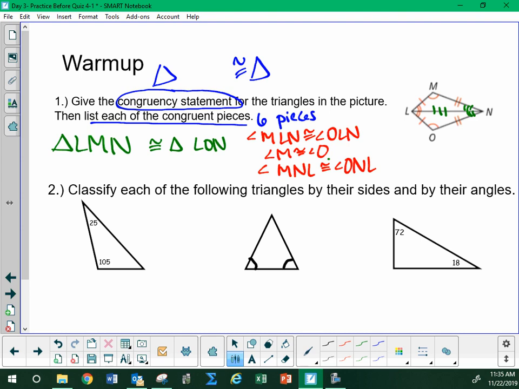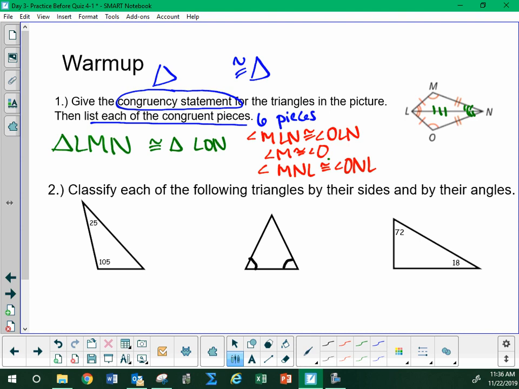Now, again, in our picture, we can see that it's shared. If they just gave us this statement, and it's 6 different letters, then they're not sharing vertices. In our statement, though, we can see that they are sharing vertices. So when they share those vertices, you have to use those 3 letters. If they're not sharing vertices, you can just use individual letters there. All right, so that's my 3 sets of angles.